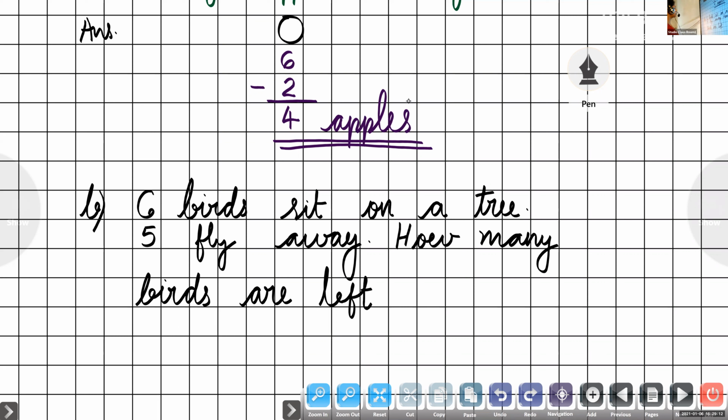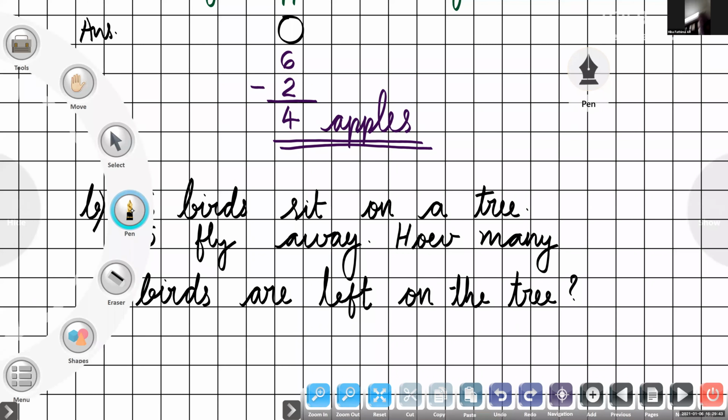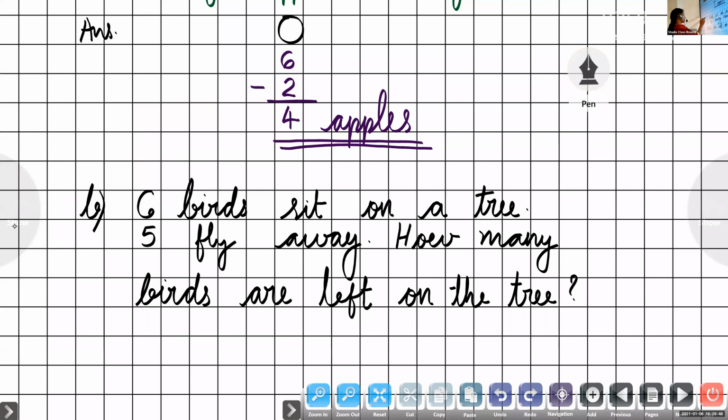Six birds sit on a tree, five fly away. How many birds are left on the tree? O-N, on, T-H-E, the, T-R-E-E, tree. One bird. Yes, correct answer. So here also we can see there are six birds in the beginning, so we can circle the number six. Out of the six birds, five fly away, so we round again the number five. The word left is related to subtraction.